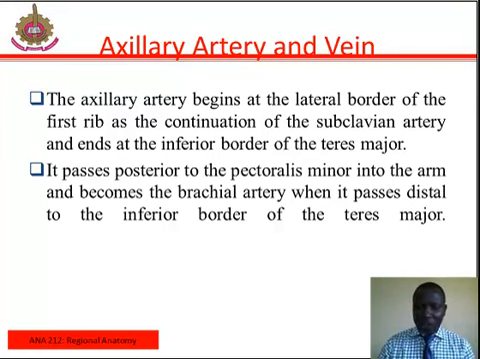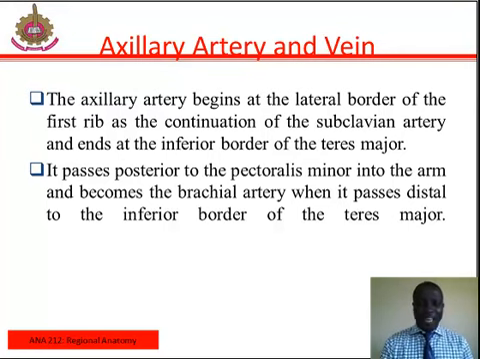The third part of the axillary artery extends from the lateral border of the pectoralis minor to the inferior border of the teres major and has three branches. The subscapular artery is the largest branch of the axillary artery. Opposite the origin of this artery, the anterior circumflex humeral artery and posterior circumflex humeral artery arise.